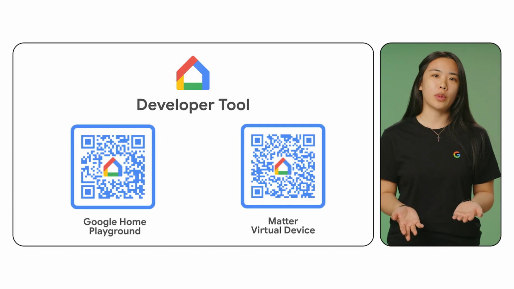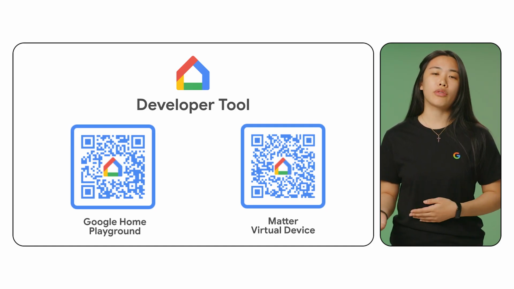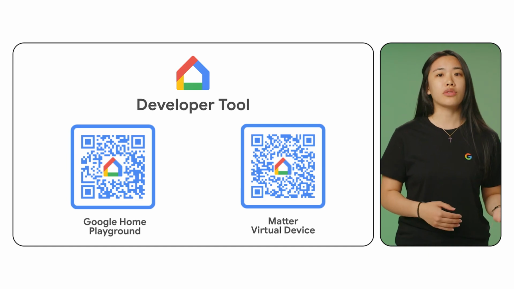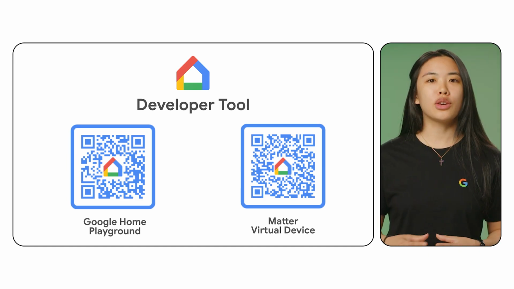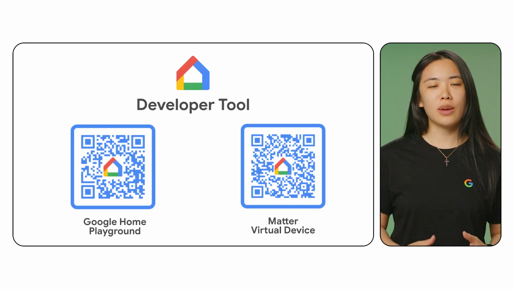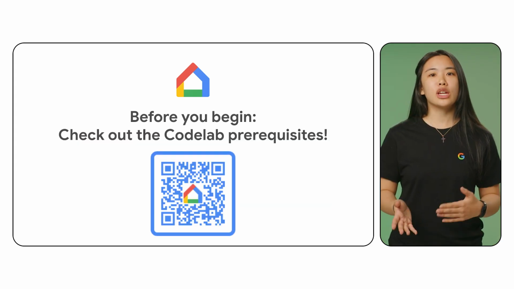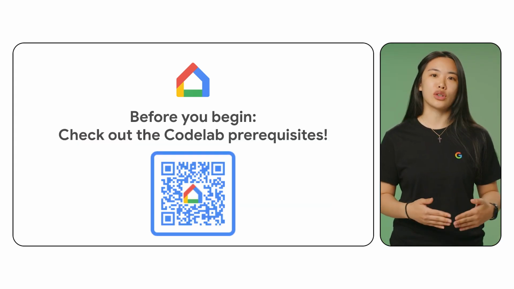If you don't have your own smart home devices, we have virtual devices that you can use: Google Home Playground for cloud devices and Matter Virtual Device for Matter devices. Refer to the QR code on the screen that links to the Developer Center. You'll find instructions on how to set up your virtual device and how to link your device to the Google Home app. Lastly, make sure to check the Developer Center for the latest version requirements.